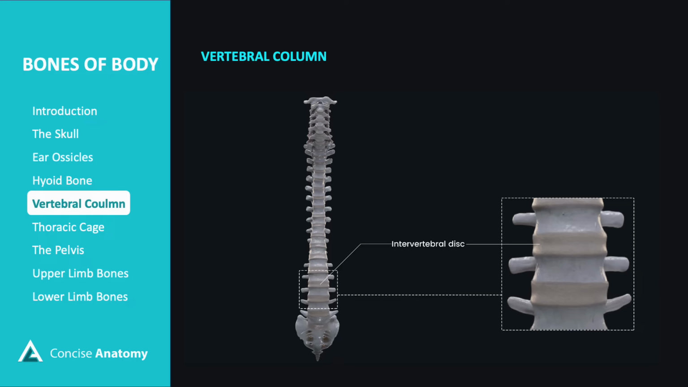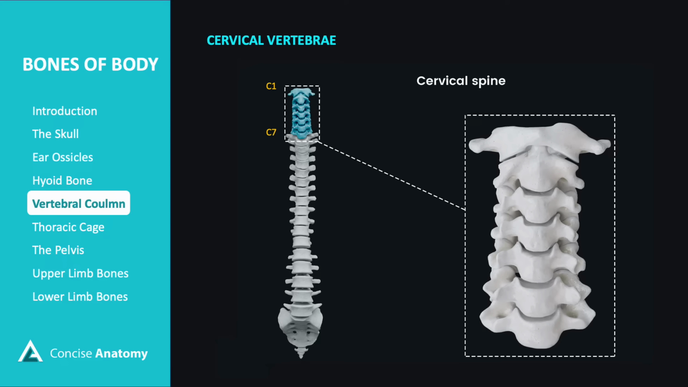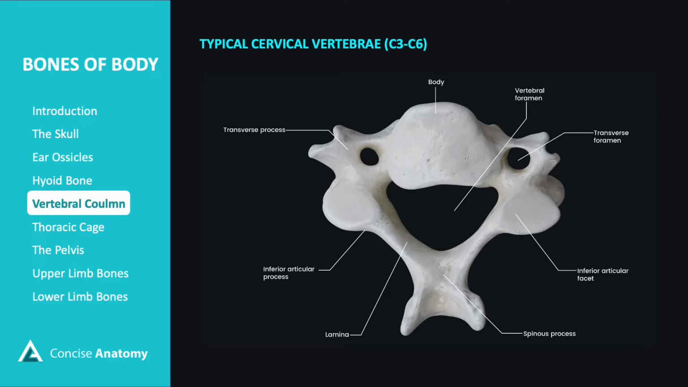Intervertebral discs are fibrocartilaginous structures located between adjacent vertebrae, acting as cushions to absorb shock and allow flexibility in the spine. Cervical vertebrae are the 7 vertebrae in the neck region, C1 to C7, supporting the head's movement. Typical cervical vertebrae, C3 to C6, have a small body, a triangular vertebral foramen, a bifid spinous process, and transverse foramen in the transverse processes, which allow passage of the vertebral arteries.